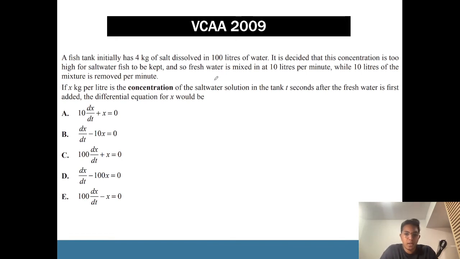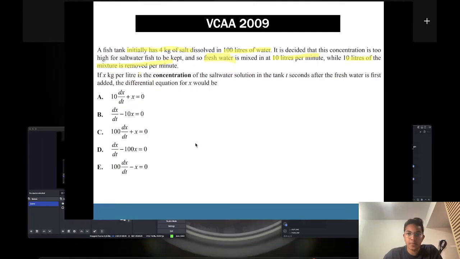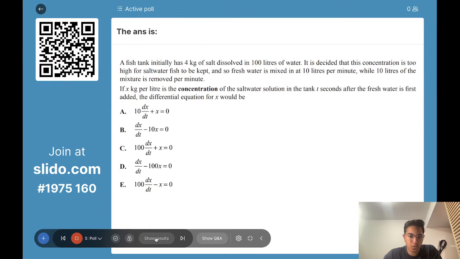So you'd want to remember that with these sort of mixing problems, it's always inflow minus outflow. So this is some initial condition here. Fresh water, so being told that the amount, so the mass of salt that goes in is 0, and that goes in at 10 liters per minute. 10 liters is removed per minute as well. Okay. Hope that was enough time for you guys to have a go.